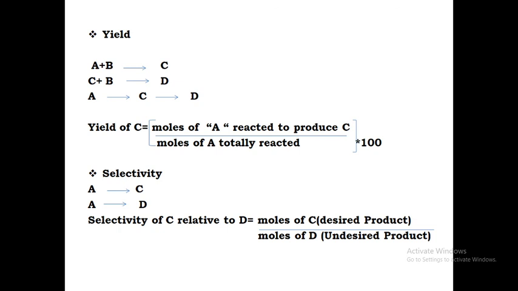We want to calculate the selectivity of C to capital D. What is the formula? Moles of desired product to moles of undesired product. Which one is the desired product from our equation? Capital C. Which one is the undesired product? Capital D.